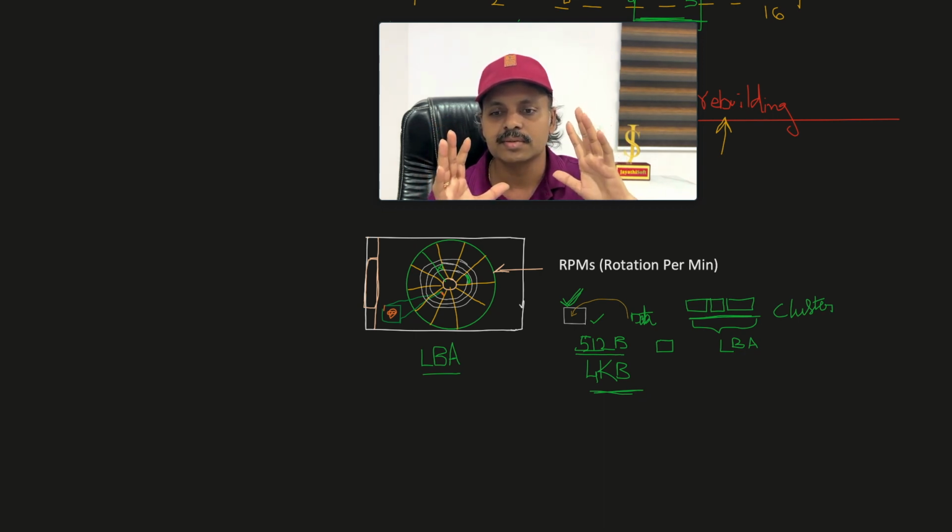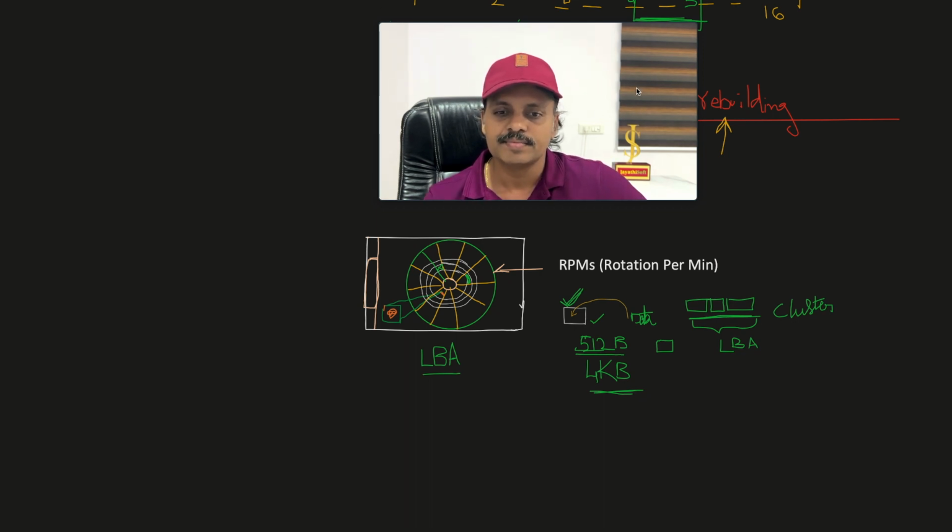So that is one thing. A group of sectors is called a cluster, and definitely that cluster or group of sectors will have an identification, the logical block address. So your operating system will be addressing the disk reads and writes of data using LBA, logical block address. Is that clear?